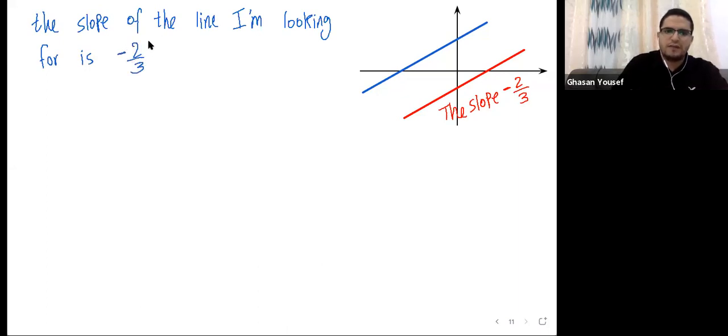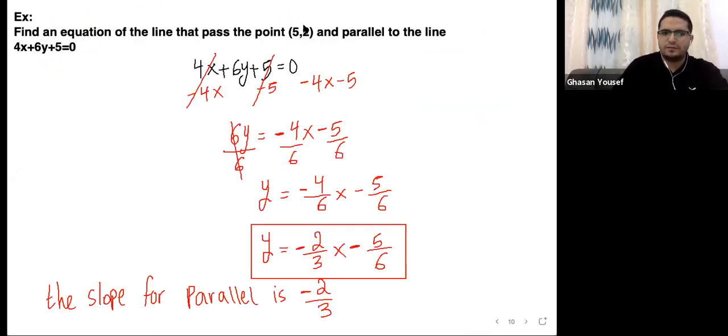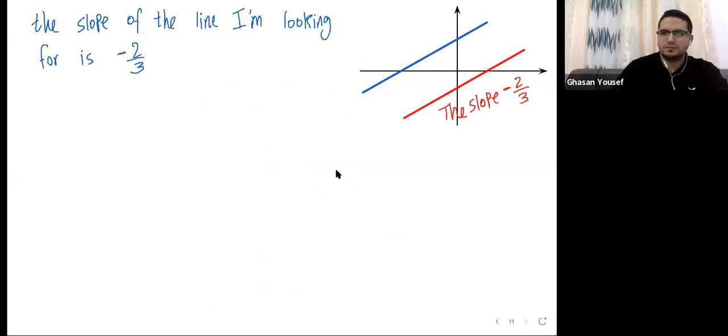Now I have a slope, and I also have a point. The point is (5, 2), and the slope is minus 2 over 3. What is the equation of the line?